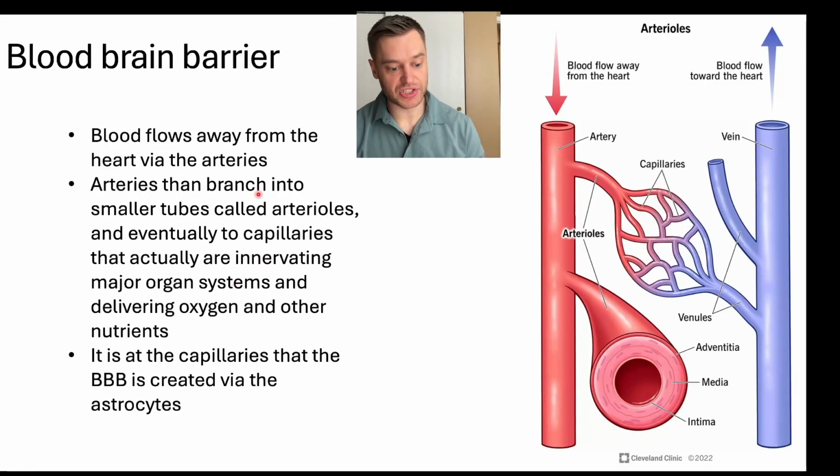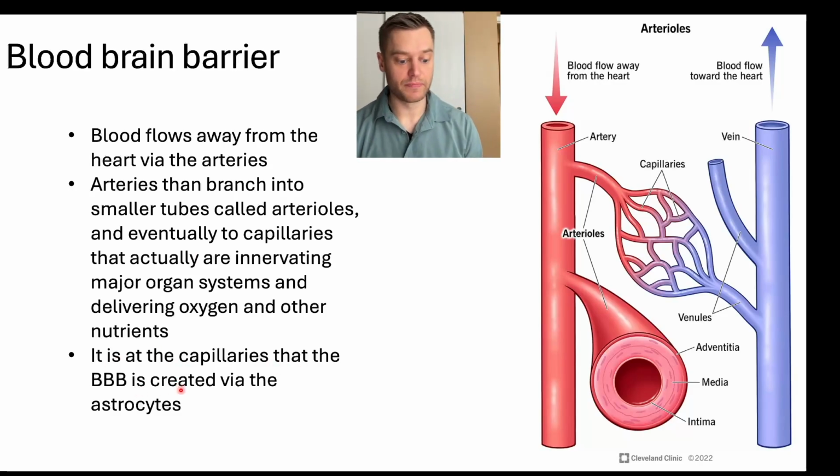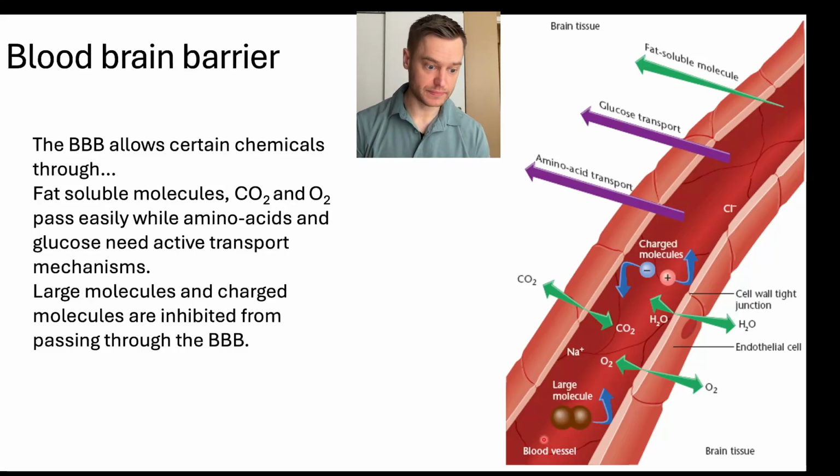Here's just a little summary slide that I made for you guys just to make it a little bit easier to study, because I tend to be a little bit long-winded when I speak. It's at the capillaries that the blood-brain barrier is created through the astrocytes. The astrocytes are wrapped around these capillaries and not allowing the influx of certain chemicals. Here again is just a picture of a blood vessel and what is essentially happening with the blood-brain barrier.